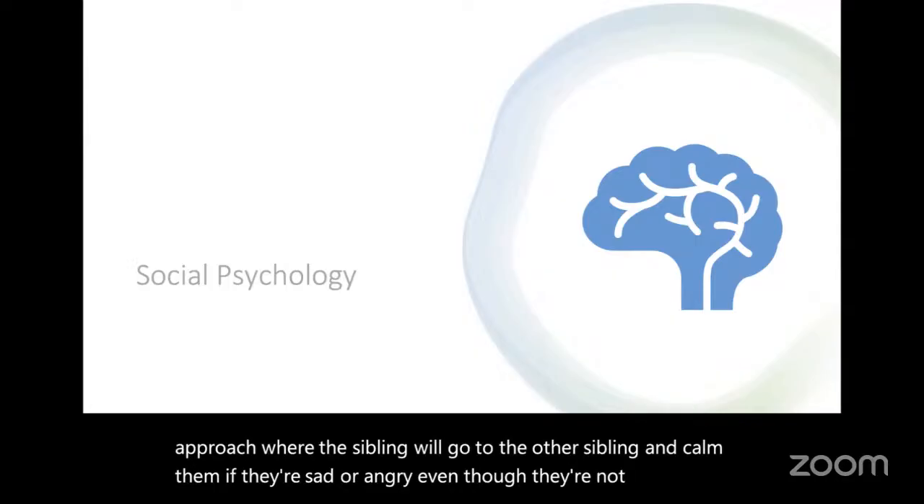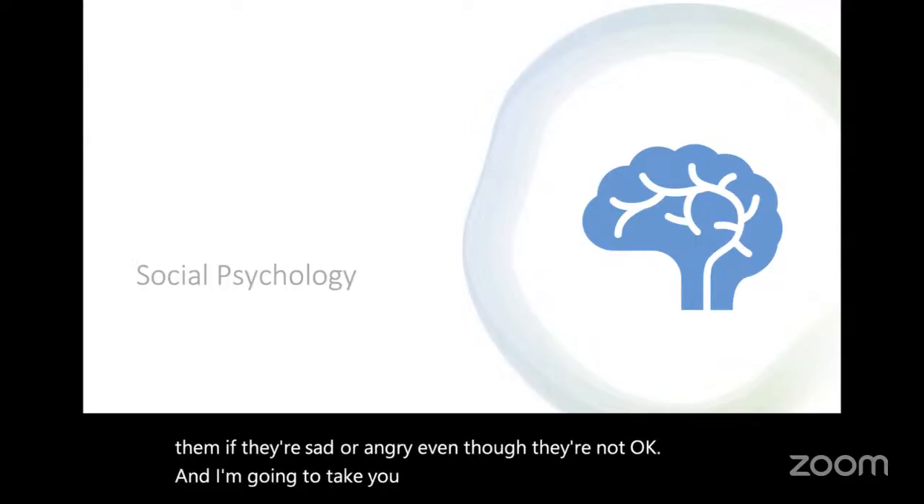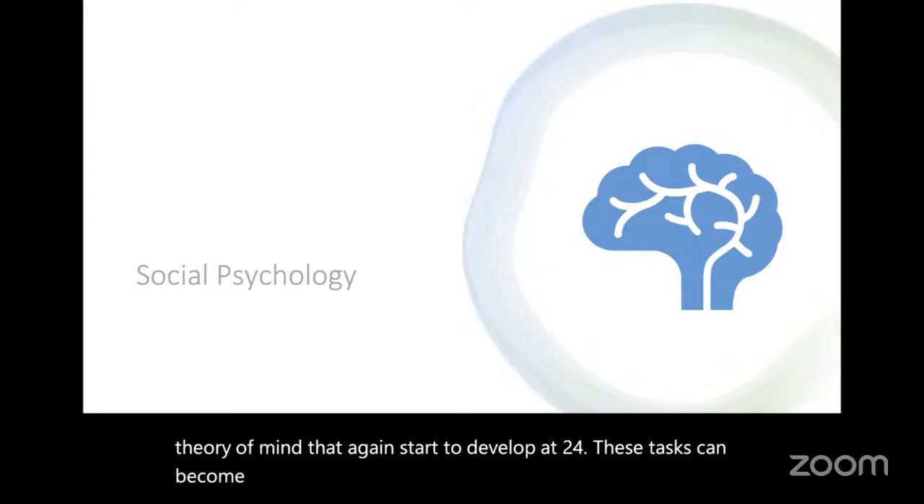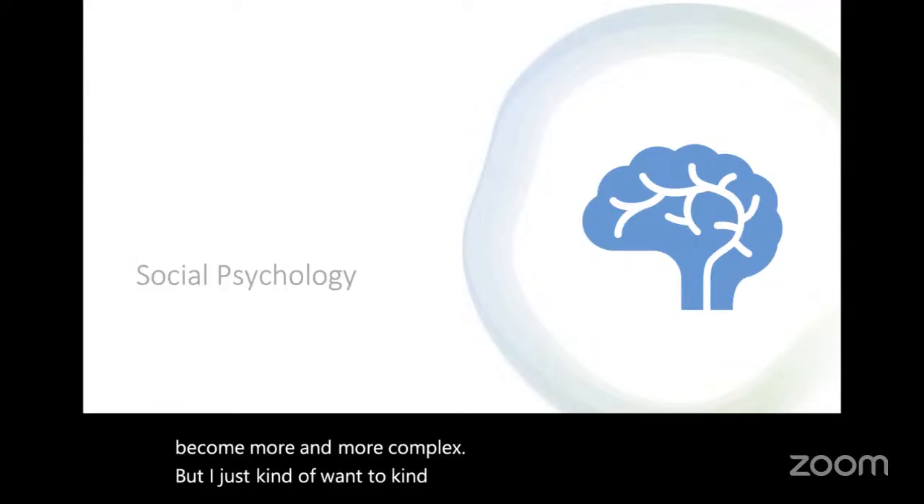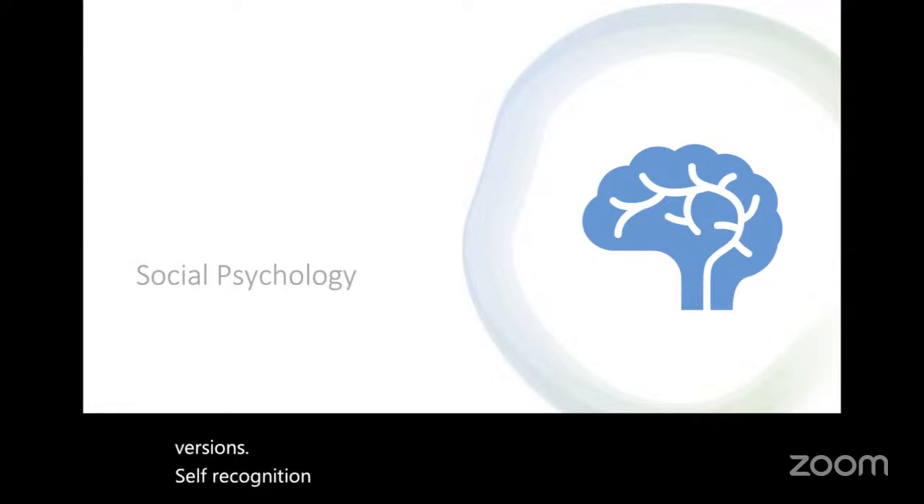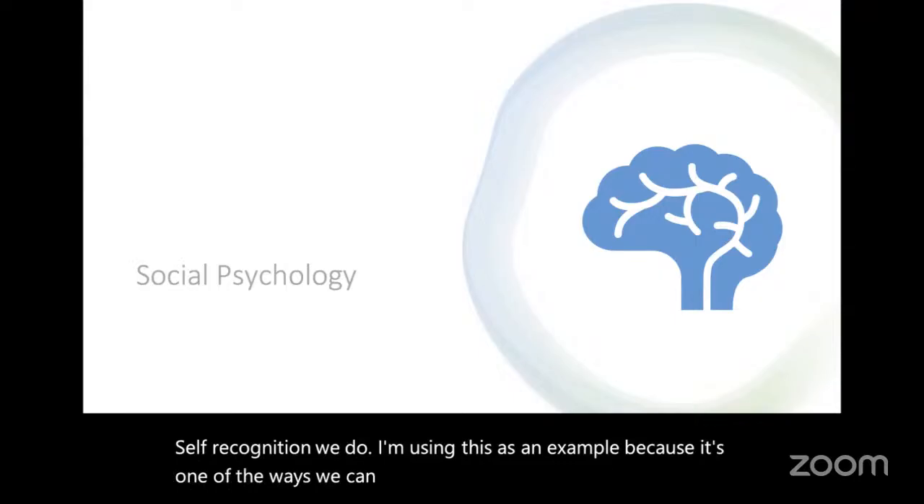Okay. And I'm going to take you through some very simple tasks about theory of mind that, again, start to develop at 24 months. These tasks can become more and more complex, but I just want to rehearse the more simple versions. Self-recognition. I'm using this as an example because it's one of the ways we can test whether or not animals have theory of mind. Okay.